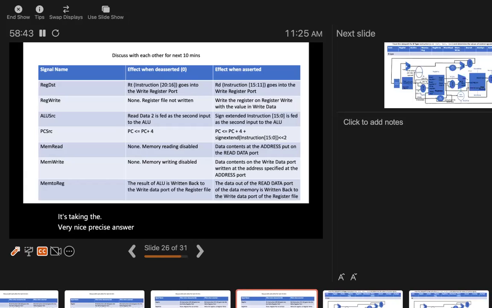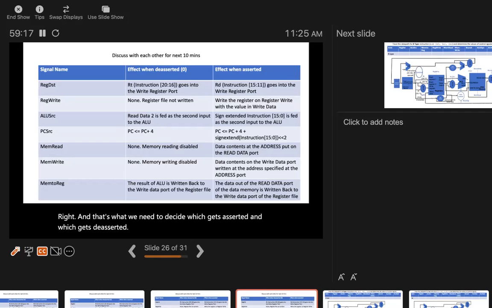When mem to reg is deasserted, the result of the ALU is written back to the write data port of the register file. However, if it is asserted, then the data read from the memory is written to the register file. Very nice. So this is the summary of what different control signals actually do. Different instructions are going to either assert them or deassert them, right? And that's what we need to decide, which gets asserted and which gets deasserted.